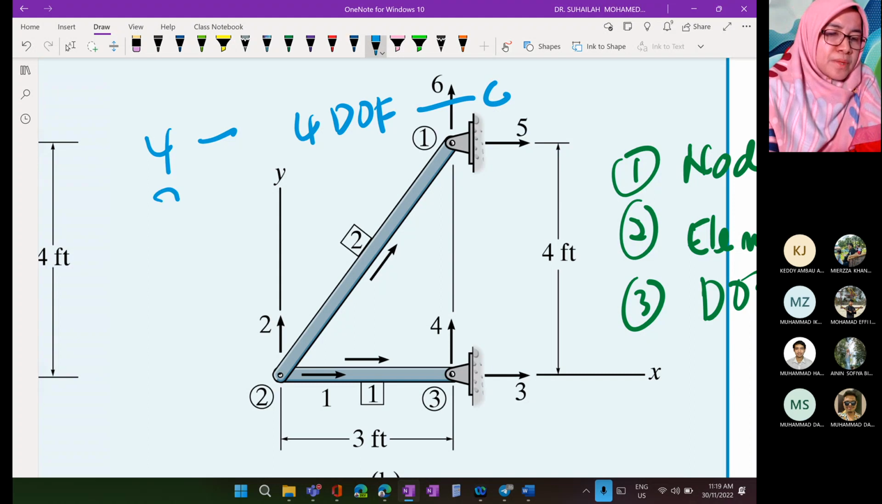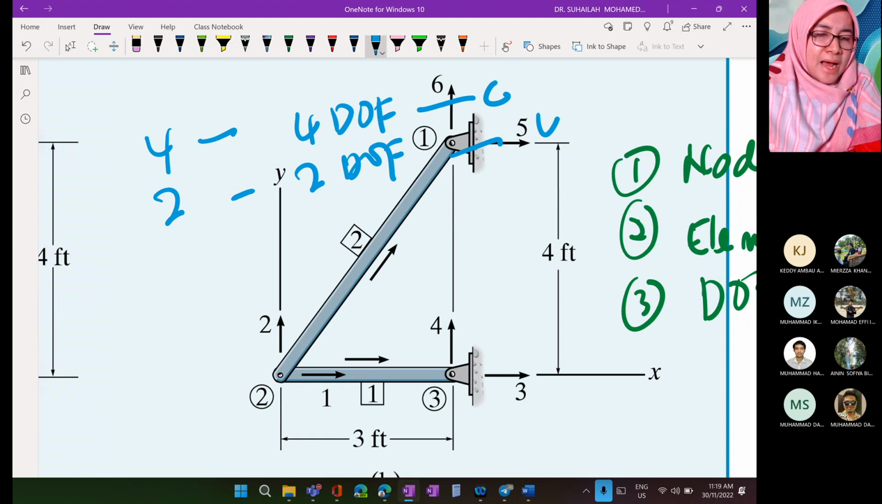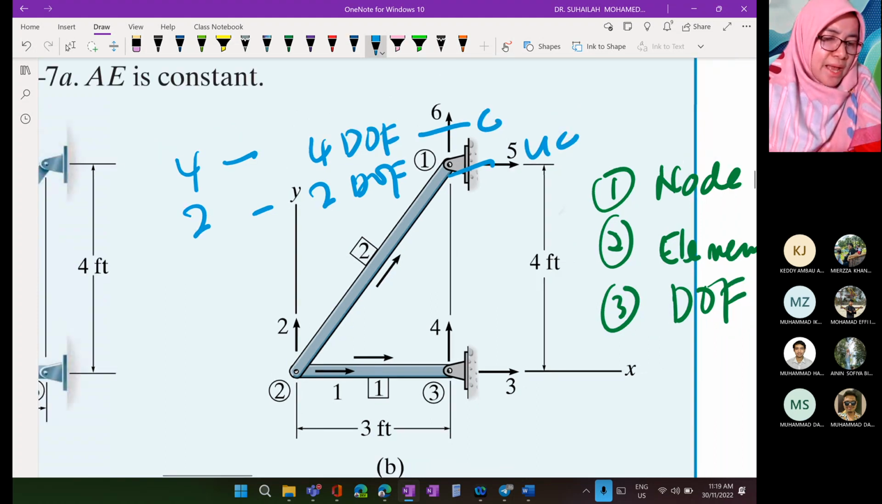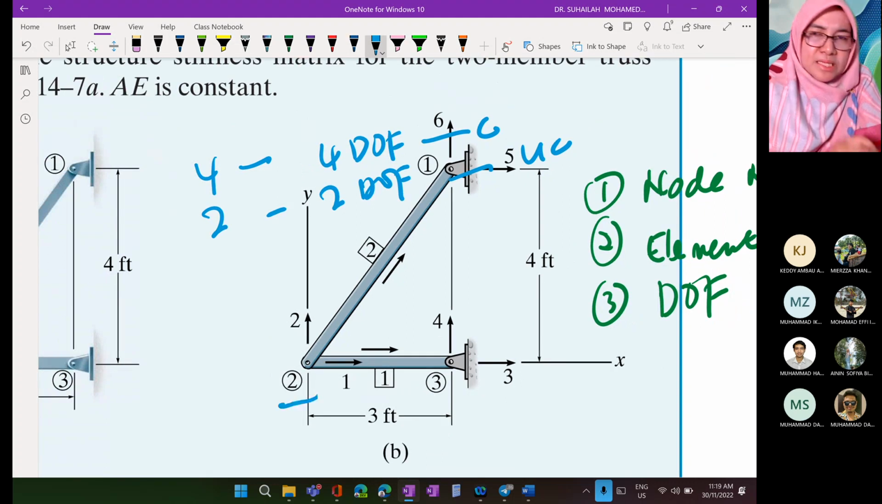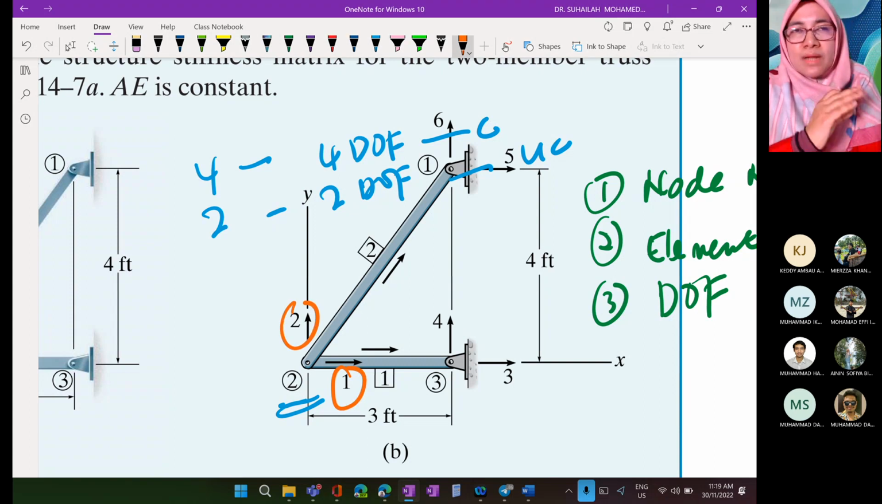So we have 2 DOF in the unconstrained system. By looking at this diagram, 2 are unconstrained, so we label them as 1 and 2. We have to label the unconstrained first.